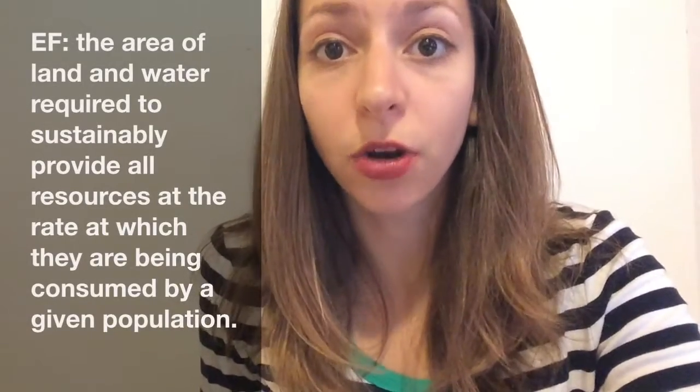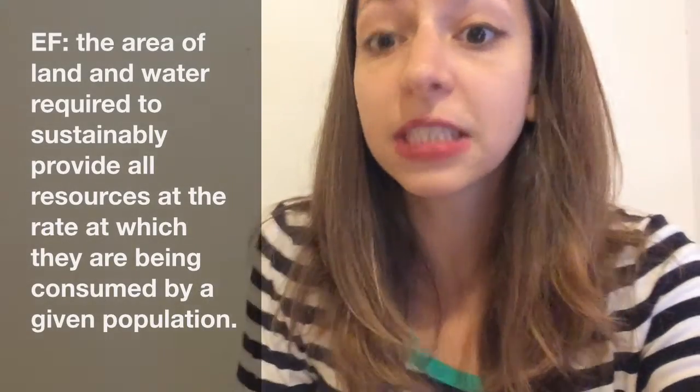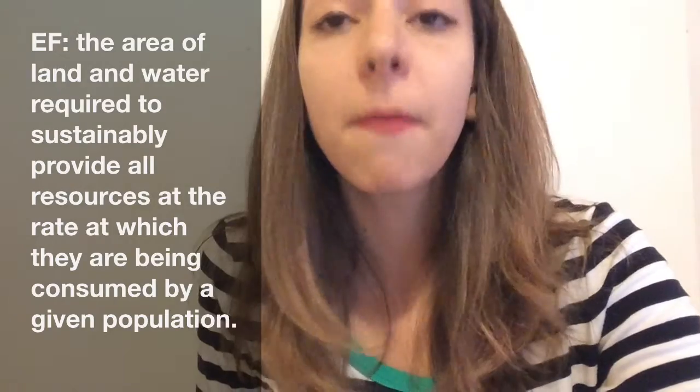Now let's talk about ecological footprints. The way to measure these was developed back in 1992 by two scientists at the University of British Columbia. An ecological footprint is the area of land and water required to sustainably provide resources at the rate at which they are being consumed by a given population. If the EF is greater than the area of land available to a population, this is an indication of unsustainability. Footprints can be measured at the individual level, the level of cities or communities, or even entire countries.